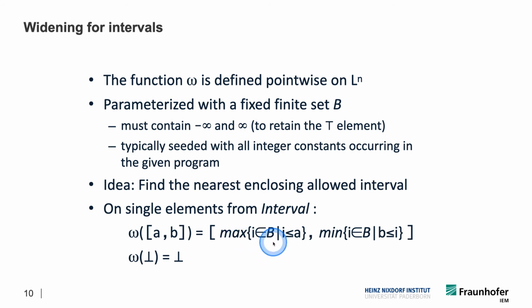You're taking the maximum value within B that is smaller than a to be the left-hand side bound, so the smaller bound. And you're taking the minimum value in B that is still larger than b as the right-hand side value, right? So you're restricting the interval to values from capital B, but they still have to adhere to this property, right? So the left-hand side must still be smaller than a, and the right-hand side value must still be larger than b, okay? And for bottom, you simply keep bottom.